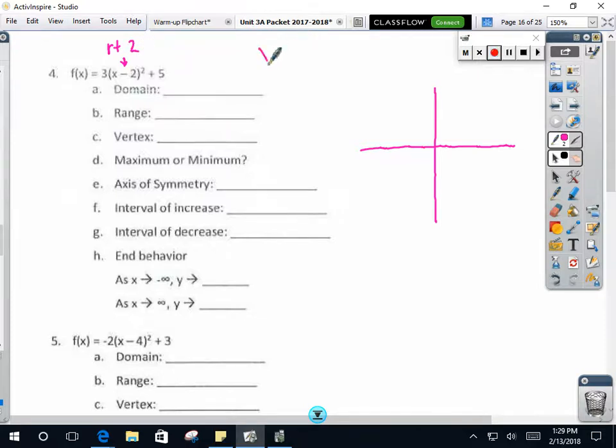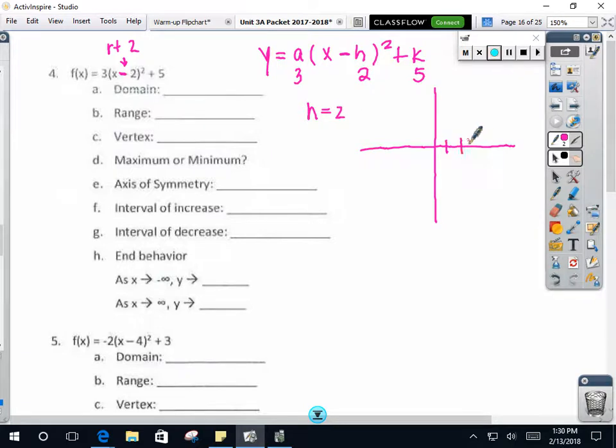The formula is y equals a times x minus h squared plus k. So in the a place, they plugged in the 3. In the h place, they plugged in a positive 2. The minus was already there from the formula. So the h is a positive 2, which is why you go right 2. And then in the k place, they plugged in a positive 5. This 2 is not negative. That is already there from the formula. The 2 that was plugged in for h was a positive 2, which is why you go right 2.